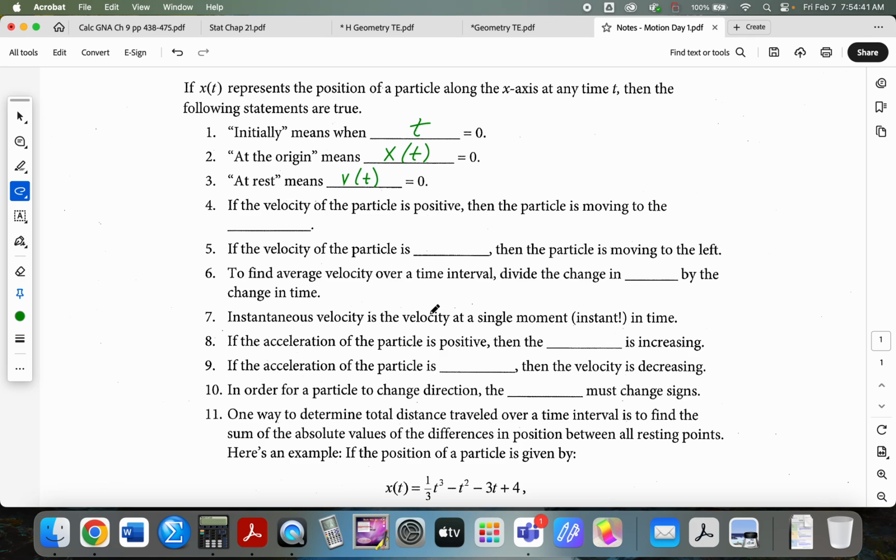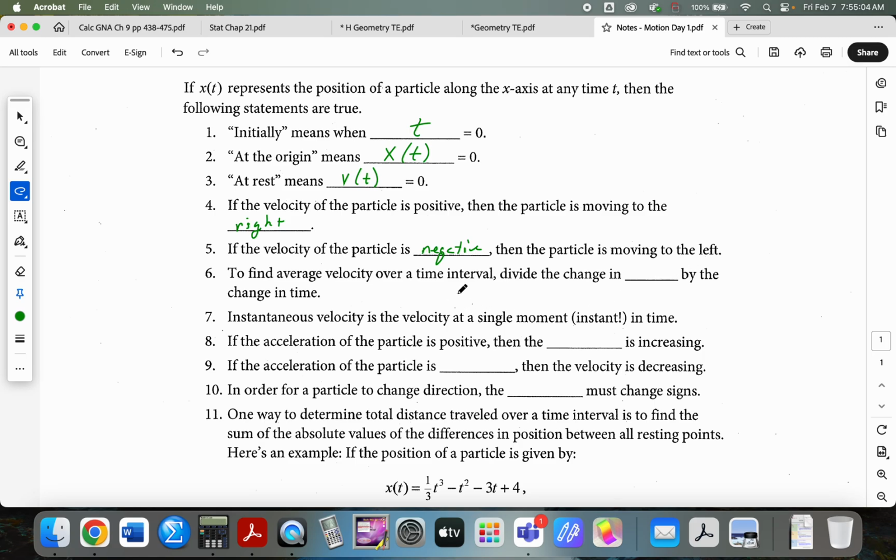If the velocity of the particle is positive, which way is the particle going to be moving? To the right. If the velocity of the particle is negative, then the particle's moving to the left.